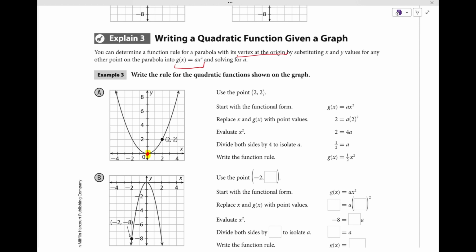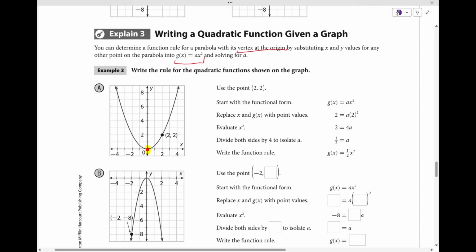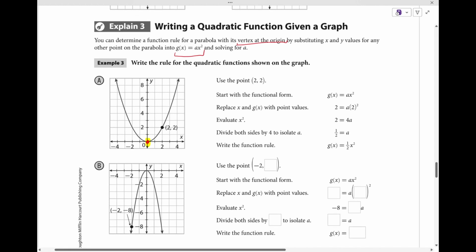If your vertex is at the origin, then your parabola is going to be of this form, a times x squared. If we have another point on the parabola, what we can do is plug in. Here my x value is 2, my y value is also 2. Here they plugged in 2 for x, and they also plugged in 2 for y. G of x is the same thing as y, it's just your output.